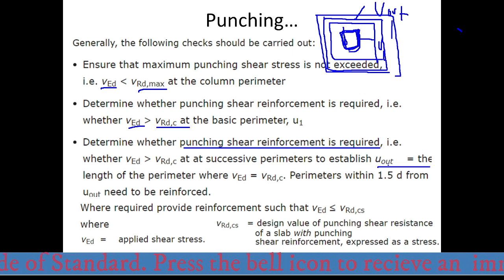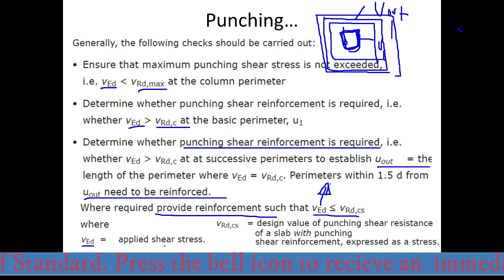Basically, U out can be calculated using CSI SAFE or by manual calculation, but it is better to use CSI SAFE. The reinforcement must be extended up to 1.5d from U out. That means we need to provide shear reinforcement between the face of the column and 1.5d distance from U out. Where required, provide reinforcement such that VED is less than or equal to VRD,cs. That means we provide shear reinforcement until the shear stress is less than or equal to the shear resistance of the reinforced concrete slab.